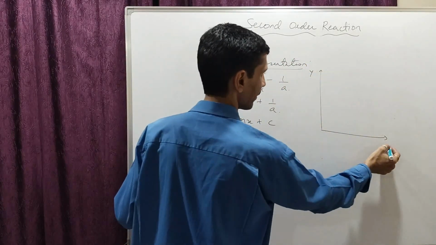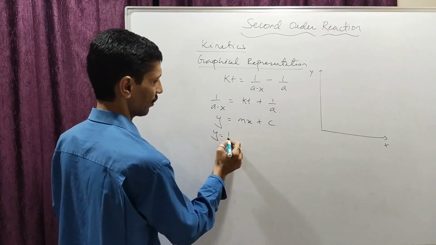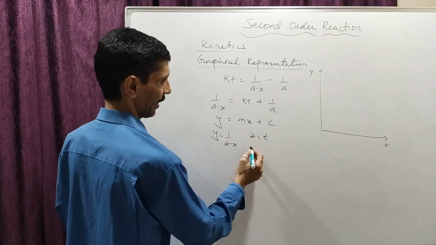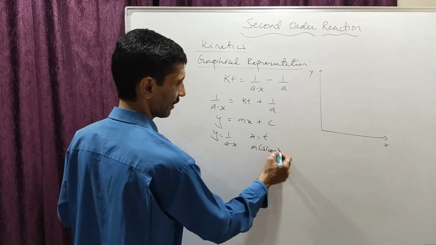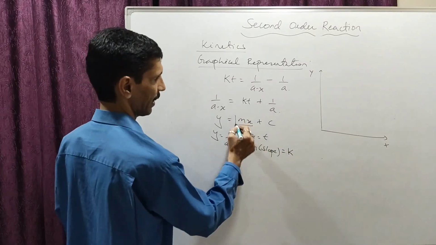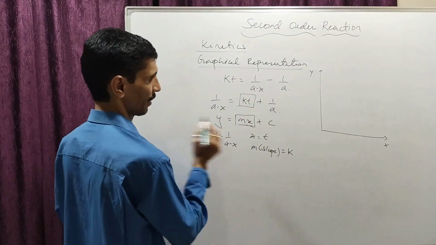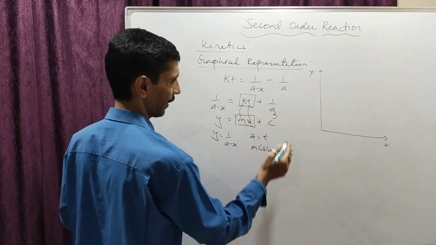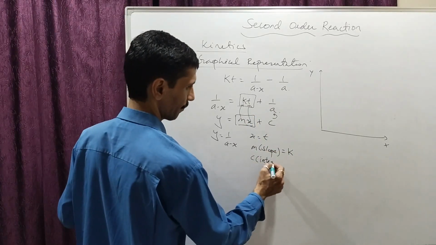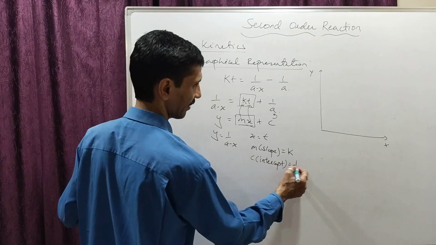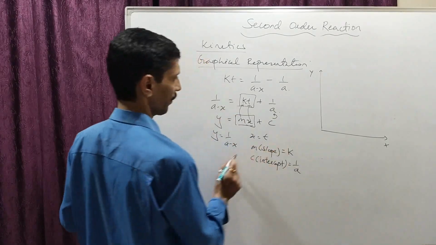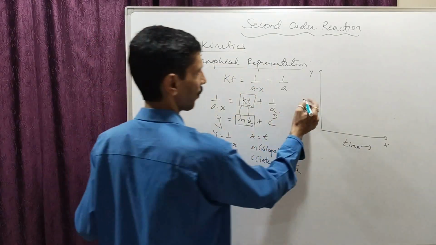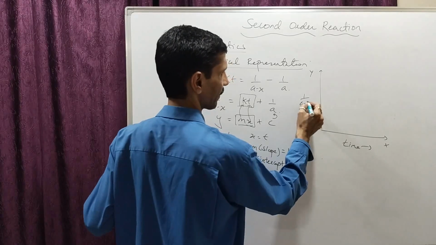Okay, this is the y axis and this is the x axis. So y is equal to 1 upon a minus x. Then x is equal to t, and m, which we call the slope, is equal to k. Okay, you see, I have compared it with this. So x is t, so m is k. And therefore c is 1 upon a. So c means the intercept, obviously on the y axis, so that is 1 upon a. So on the x axis, what am I going to plot? Time. Okay, y axis I'm going to plot as 1 upon a minus x.